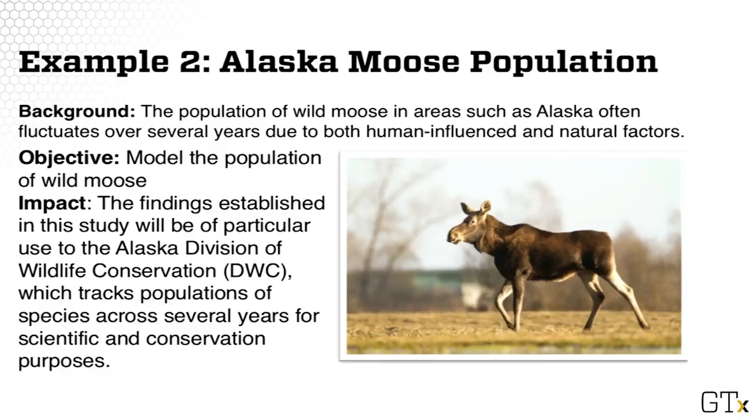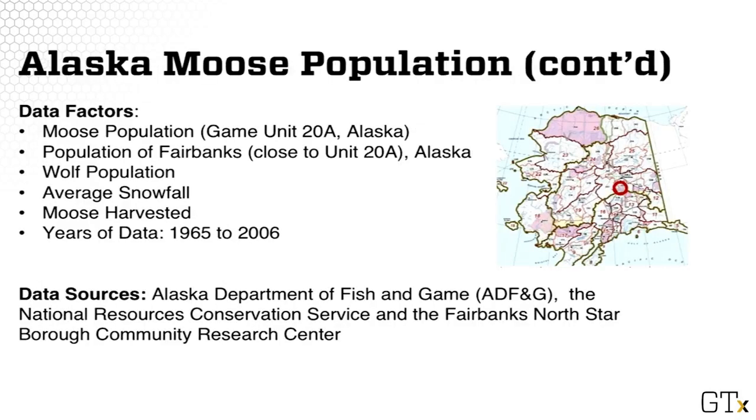The findings established in such a study can be of particular use to the Alaska Division of Wildlife Conservation, which tracks populations of species across several years for scientific and conservation purposes. The data provide relevant factors related to moose population, including population of Fairbanks, which is close to the location Unit 20A, for which we have the data on moose population, Alaska wolf population, average snowfall, and moose harvested. The years of the data are 1965 to 2006, and the data are yearly. The data come from multiple sources, but are particularly acknowledged to the Alaska Department of Fish and Game.